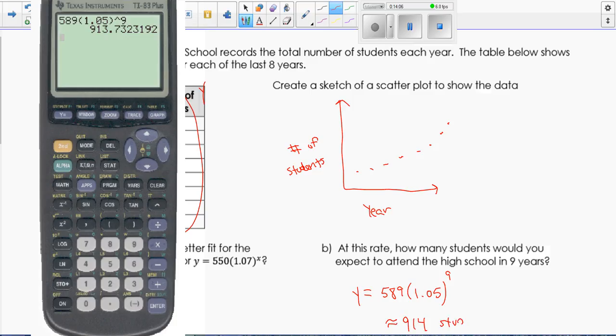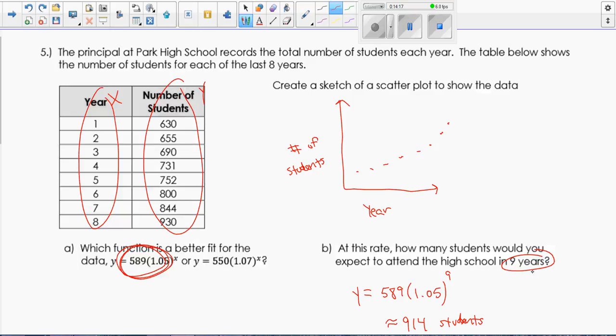So by finding a function that fits our data, it allows us to make a prediction like this. Because our table only went up to 8 years, but now I can predict what might happen in 9 years, 10 years, 11 years at this rate.